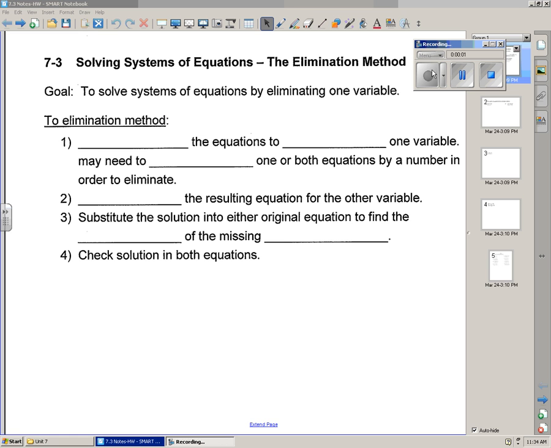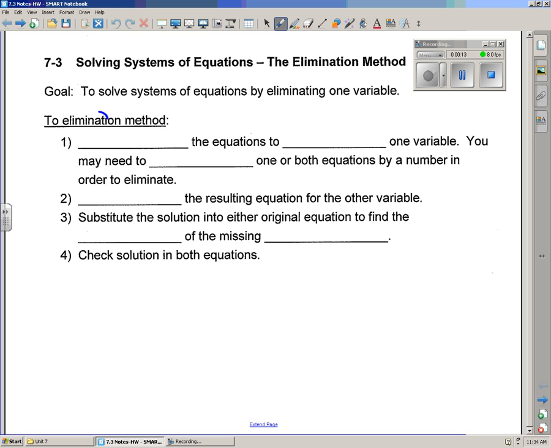So for today's lesson, we're going to be solving systems using elimination. Elimination is the third method. And elimination is exactly what it sounds like, to get rid of. So the idea is when you use the elimination method, you want to add the two equations so that you can eliminate one of the variables.